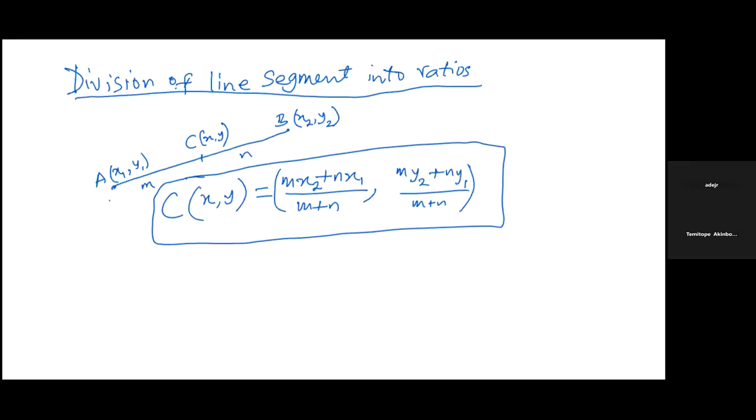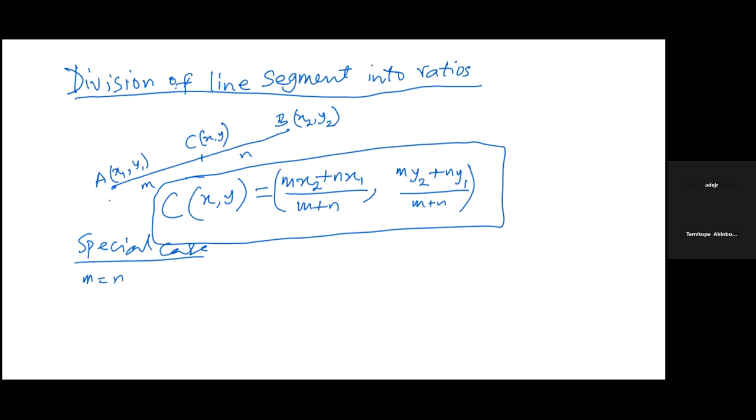So let's take the special case. Let me rewrite that here. Special case. So the special case is M equals N. And that means the line has been divided into two equal parts. They have been divided in the same ratio.